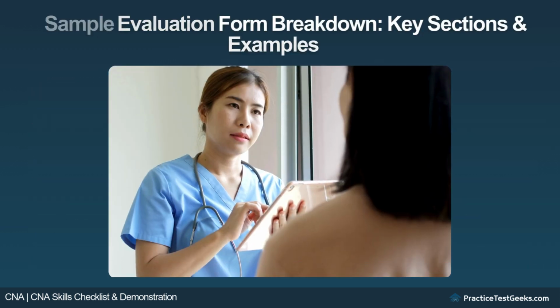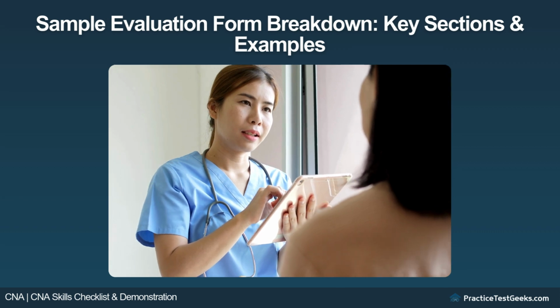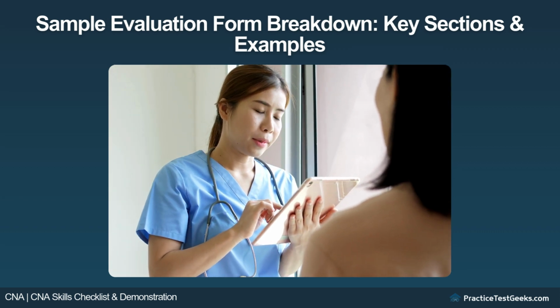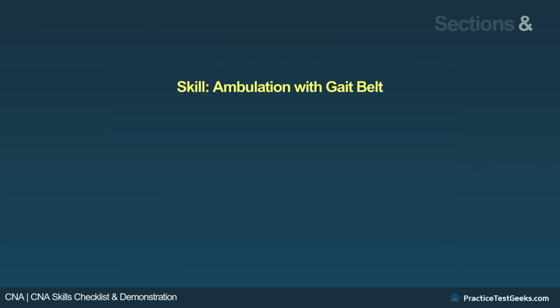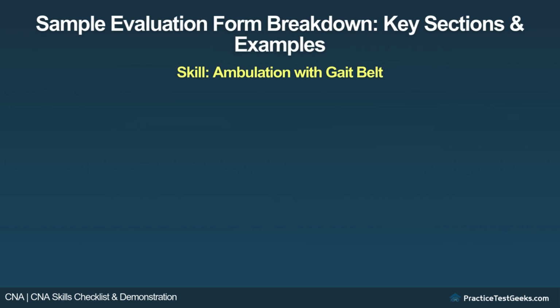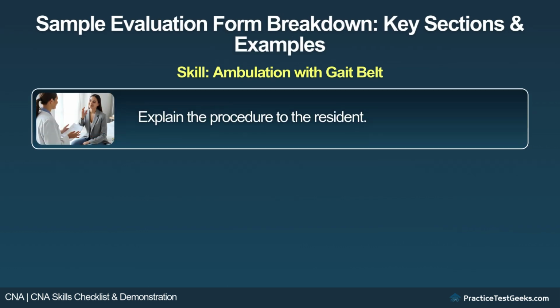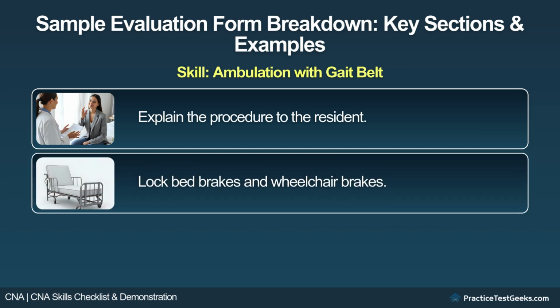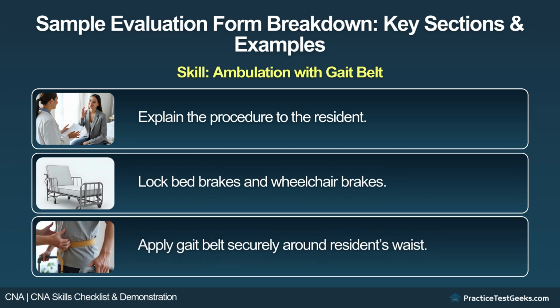Now let's take a closer look at how the NNAAP evaluation form is broken down with key sections and real examples. First, ambulation with a gait belt. Step 1 is to explain the procedure to the resident. This is a critical step. Step 2, lock the bed brakes and the wheelchair brakes. Again, a critical step.